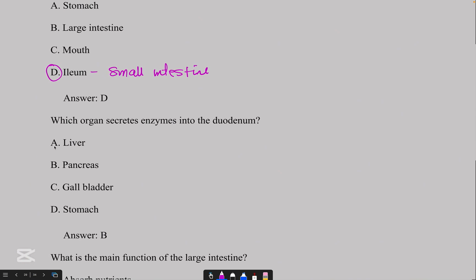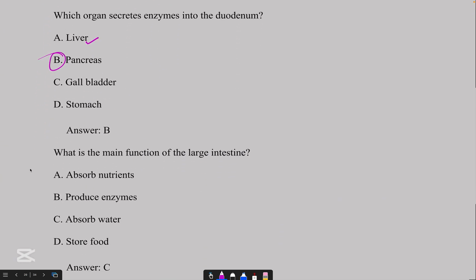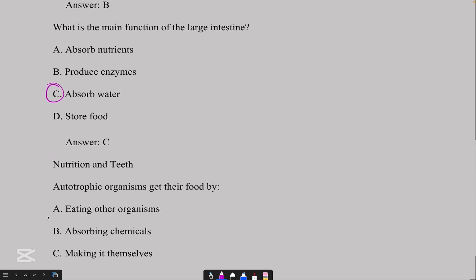The liver, the pancreas, the gallbladder. The liver secretes bile rather. The pancreas is the organ that secretes enzymes. We say it secretes pancreatic juice, which contains trypsin and renin. All right. We talked about some things like that. What is the main function of the large intestine? To absorb water and waste material. Absorb water and undigested material.